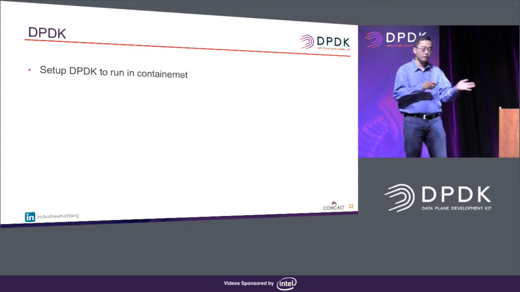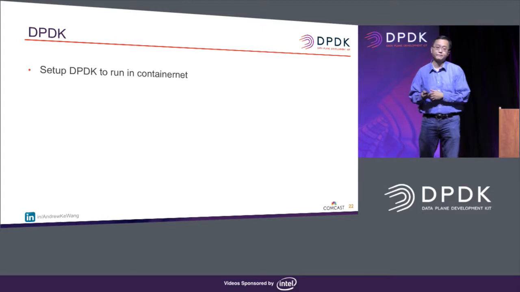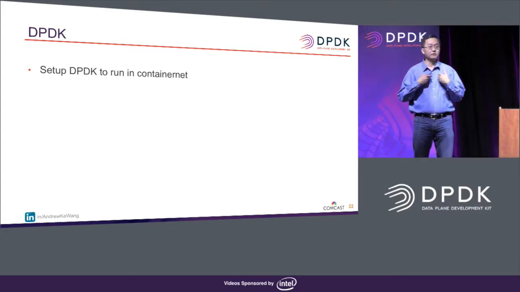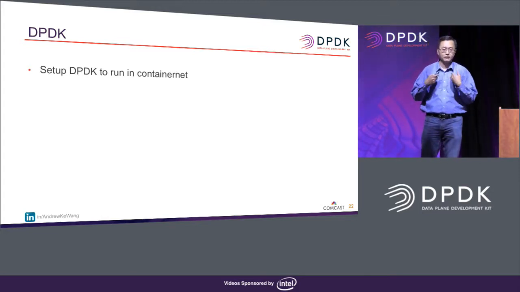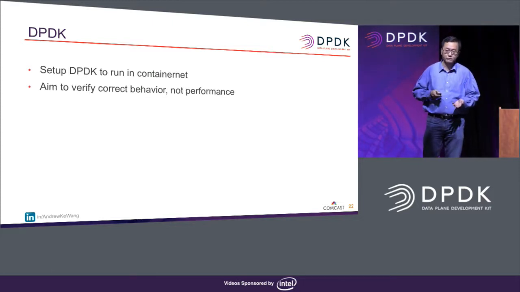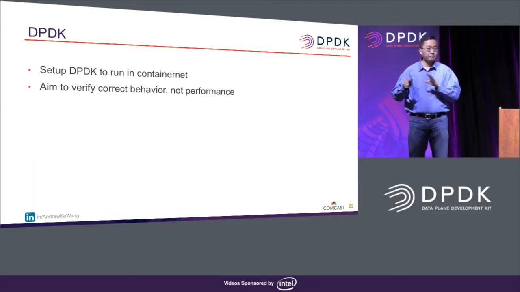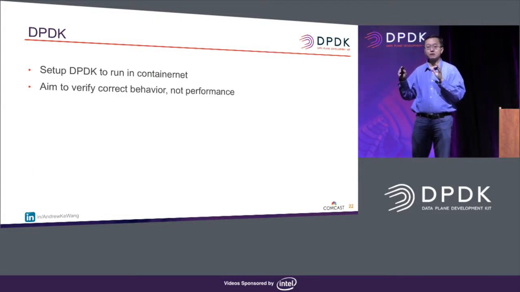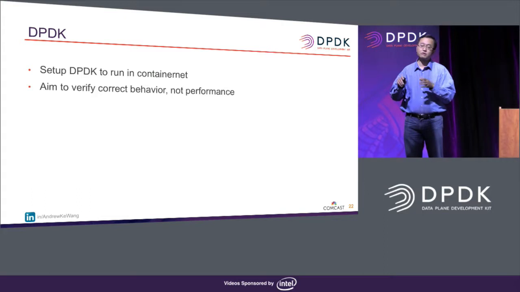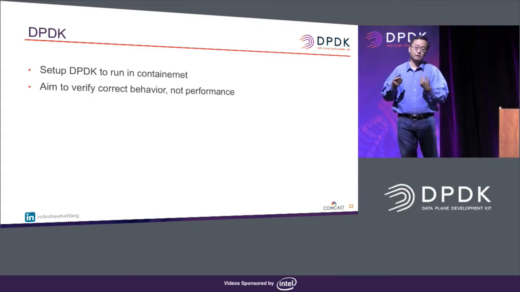we had to learn how to set up DPDK to run on Containernet. Now, at this stage, we're still very focused on making sure that what we write is correct. We're not focusing on performance. Yeah, for sure, all this virtualization will impact the performance of DPDK, but we are trying to ensure that the functions we wrote have correct behavior as expected, right?